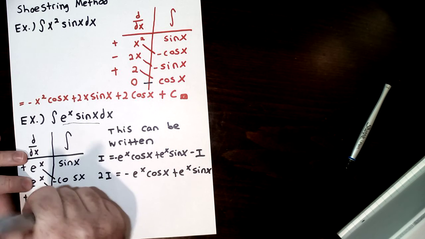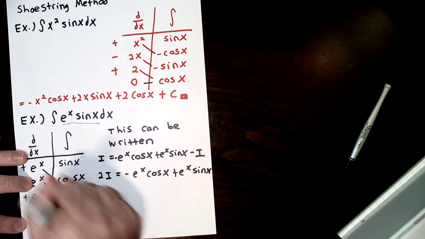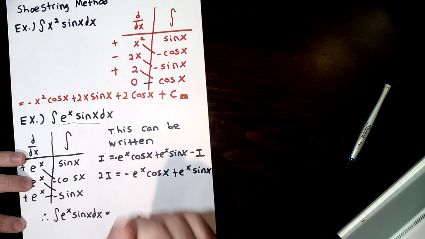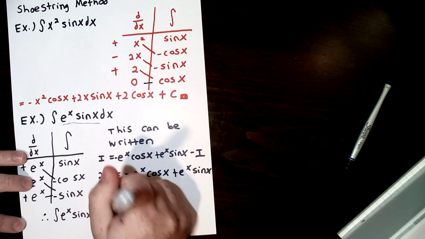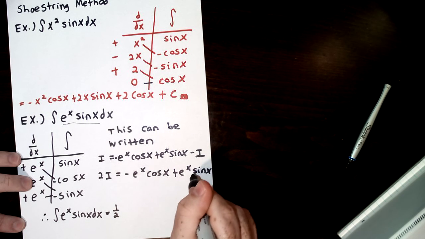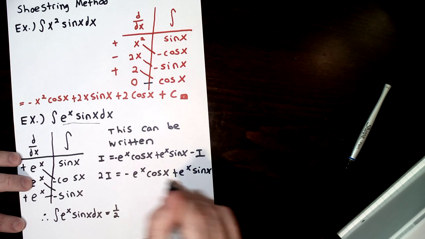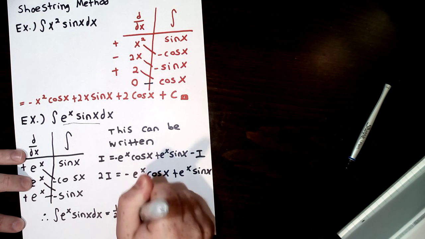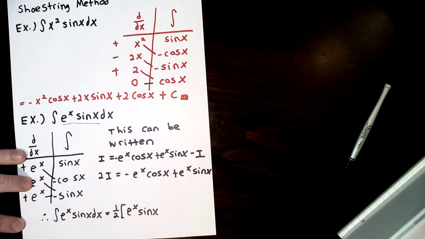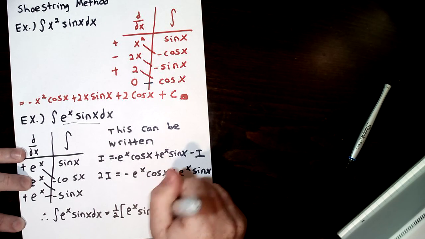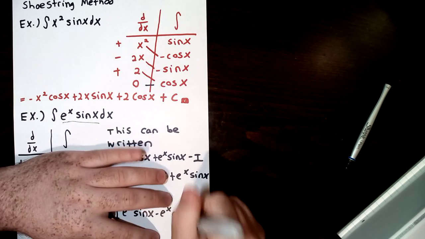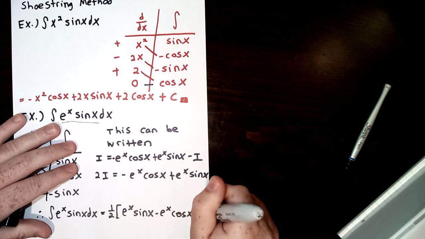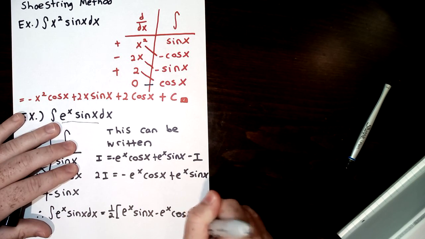Therefore, the integral of e to the x times the sine of x is simply equal to 1/2. Since the sine portion is positive and the second one's negative, I'm going to rearrange it a little bit. So 1/2 e to the x times sine x minus e to the x cosine x plus our constant. And there is our answer.